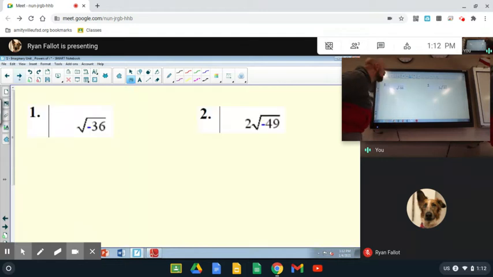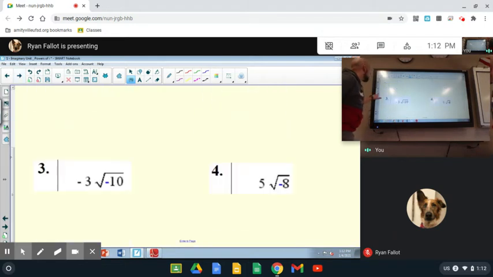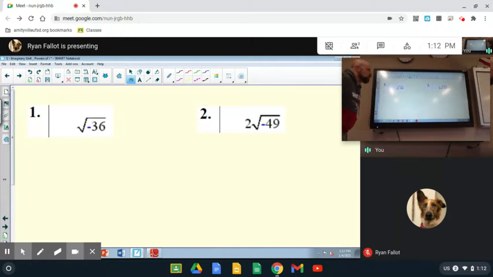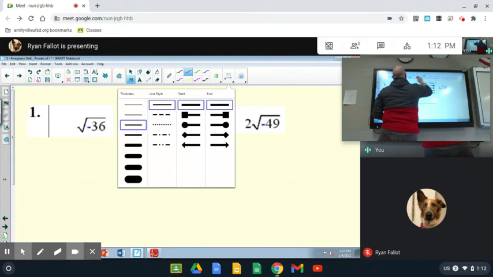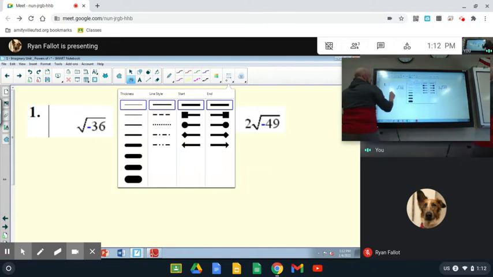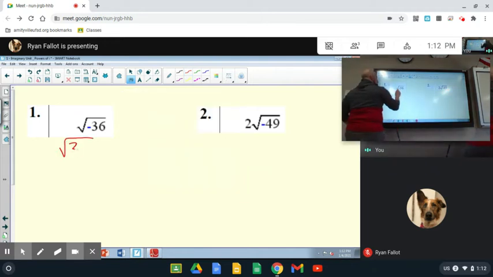On this next page, we have these 4 problems. Okay, we have radical negative 36, we've got 2 radical negative 49, etc., and 2 other ones that are down below. So simplify it the same way. Well, we just did number 1, radical negative 36. We break it up into radical 36 and radical negative 1. The square root of 36 is 6. The square root of negative 1 is i, so this is just 6i.